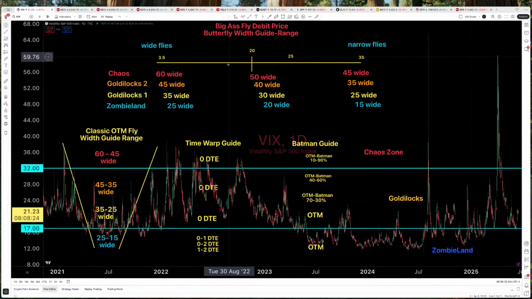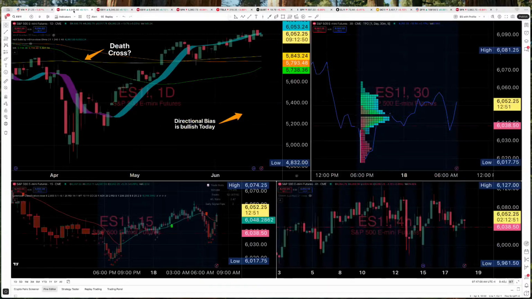So we're looking at big ass flies way over here on the scale up top, right there. It's like right there. So we're definitely on the wider side. So we'll be looking at 30, 35 wide butterflies today. Now let's take a look at the market direction.